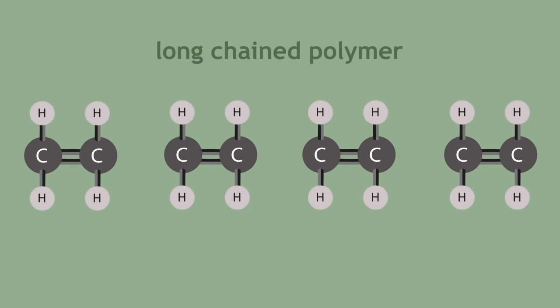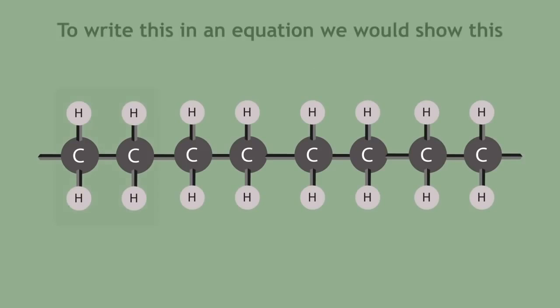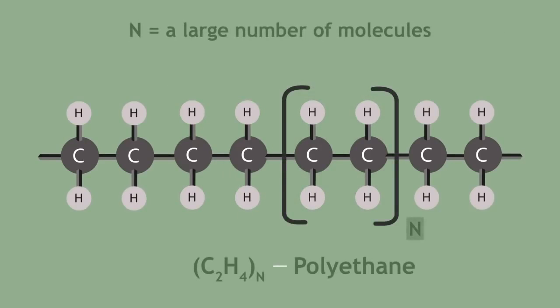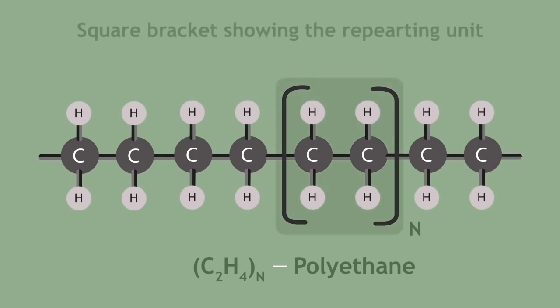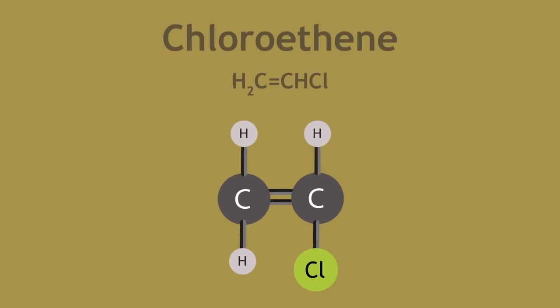Here is an ethene molecule in a row, and under high pressure the double bonds break and the remaining molecules attach in series to form a long-chained polymer. To write this in equation, we would show this, where n represents a large number of molecules, and the square bracket shows the repeating unit. Here is the molecule chloroethene.